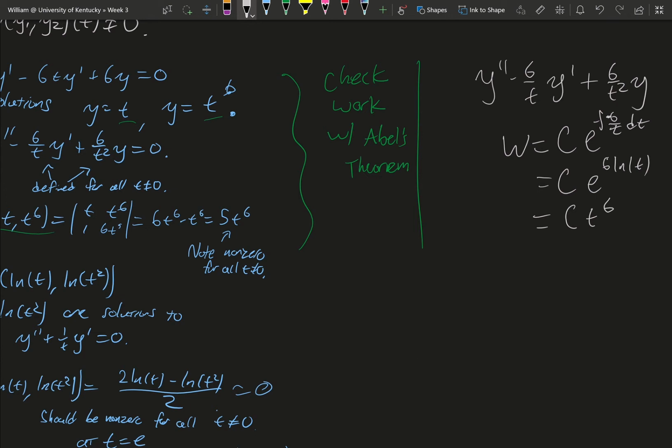If we check here, we see that yes, 5t to the 6th does equal C t to the 6th for C equals 5. And so we've checked our work, and that lets us know that we probably took the Wronskian correctly. So this is a really nice way of checking your work in general, and it's going to be important for us later down the line.